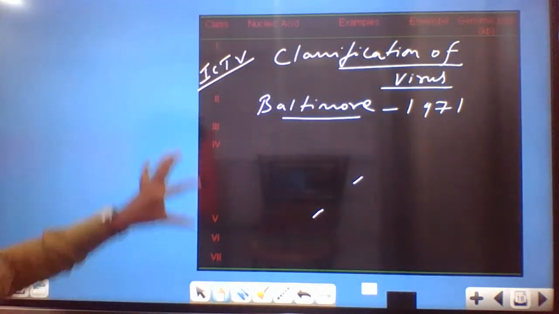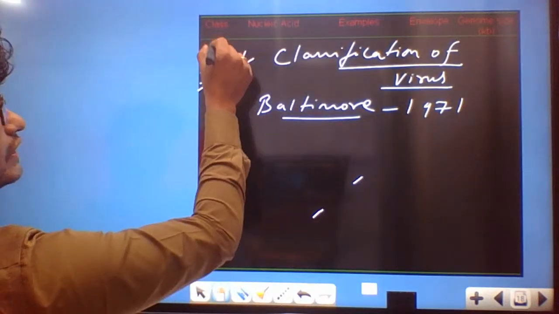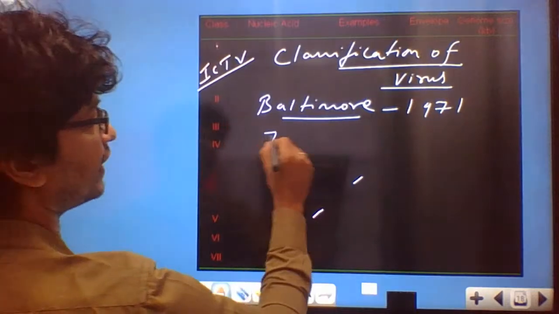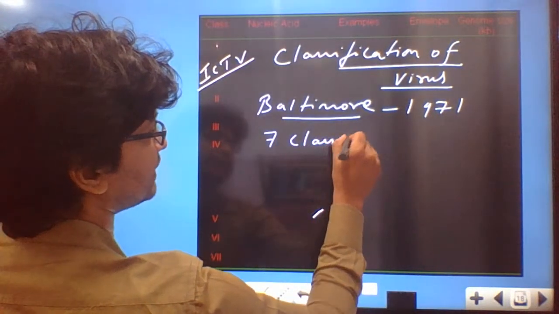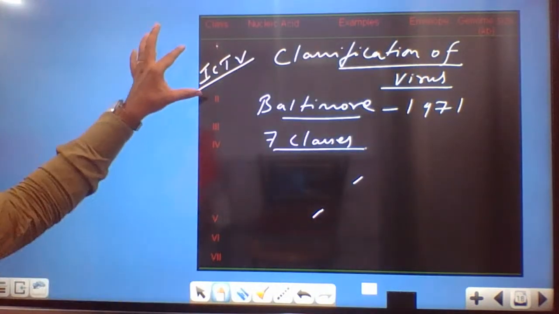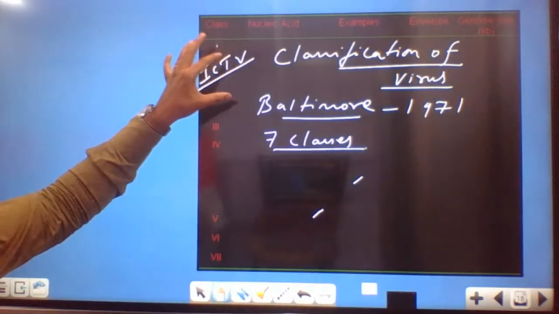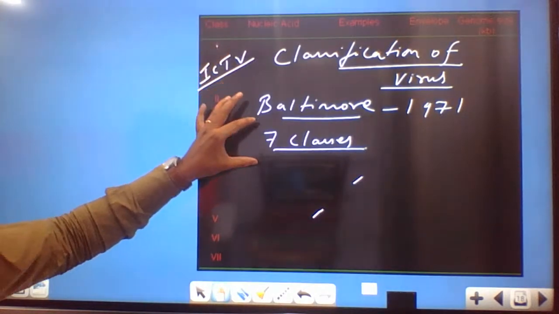He made 7 classes. There are 7 classes of classification in the Baltimore classification. So this council for the viral classification, the ICTV, classified viruses into 7 classes.